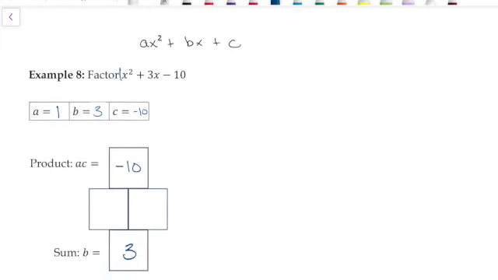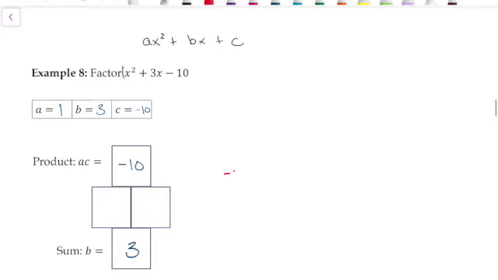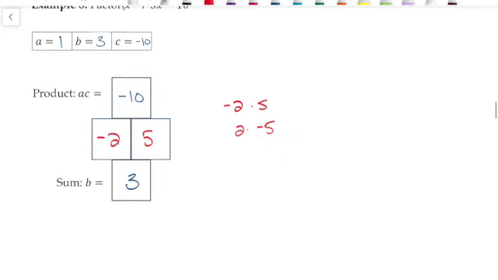All right, so now you want to think of two numbers that go right here that are going to multiply to give us negative 10 and add to give us 3. So the only two things I know of that multiply to give us negative 10 is negative 2 times 5 or 2 times negative 5. But which one sum together, add, to give us positive 3? Well, that's going to be negative 2 and 5. That will add to be 3, multiply to be negative 10. So now we can write our factor as x minus 2, x plus 5.